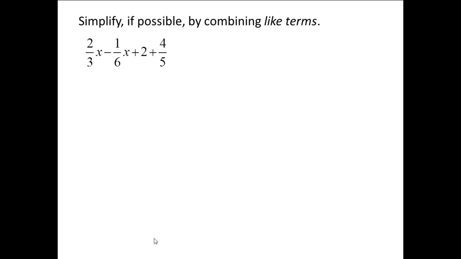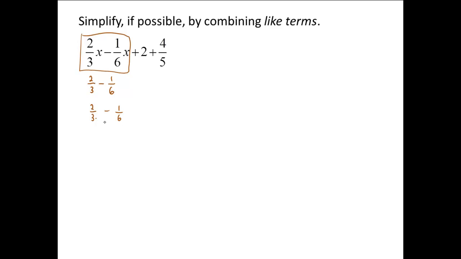Simplify, if possible, by combining like terms. Again, it might be advantageous to change the subtraction to plus a negative, but I'm not going to do that in this case, because for these like terms, the minus sign comes second, so I will be subtracting 2/3 minus 1/6. I think that'll be easy enough to do as written. Again, since the first two terms are like terms, they are both x terms, we work on their coefficients. 2/3 minus 1/6, the common denominator is 6.